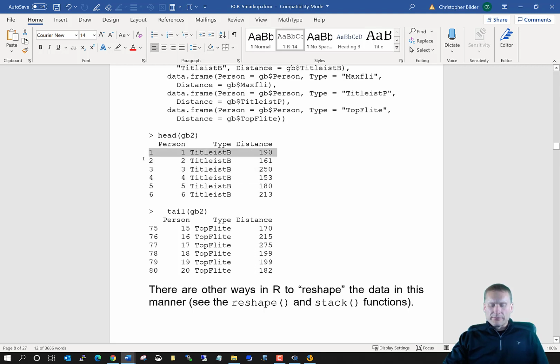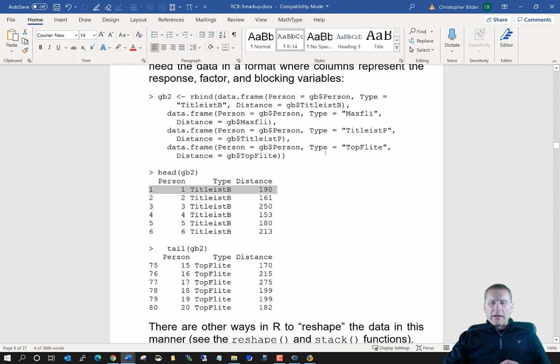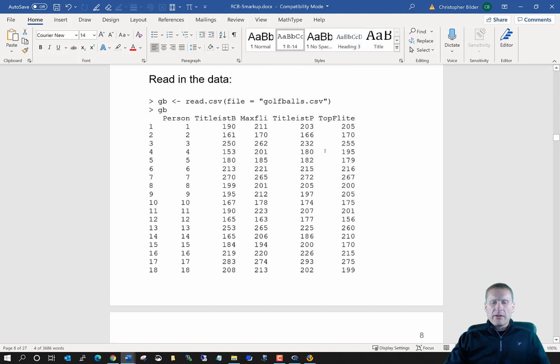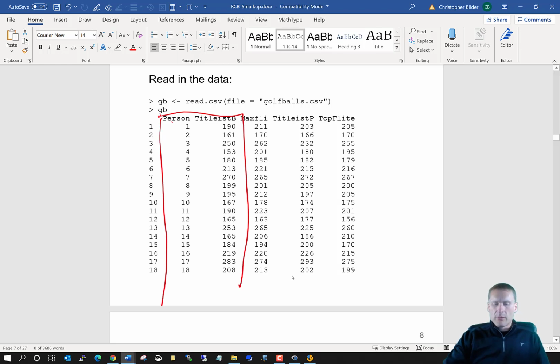each person is represented by a row again. I have their corresponding golf ball type and the distance that they hit it. In other words, this might have been an easier way to explain this, I'm going to take this portion of my data here. Let me actually remove my break here.